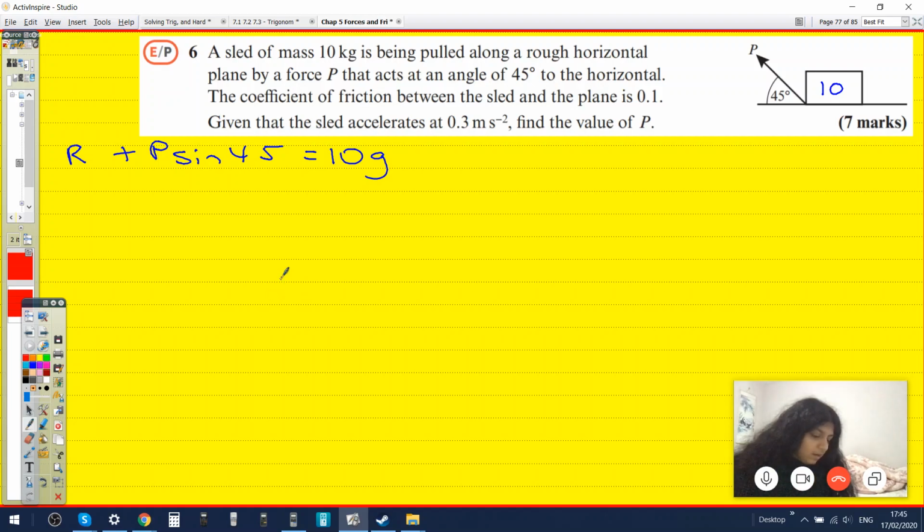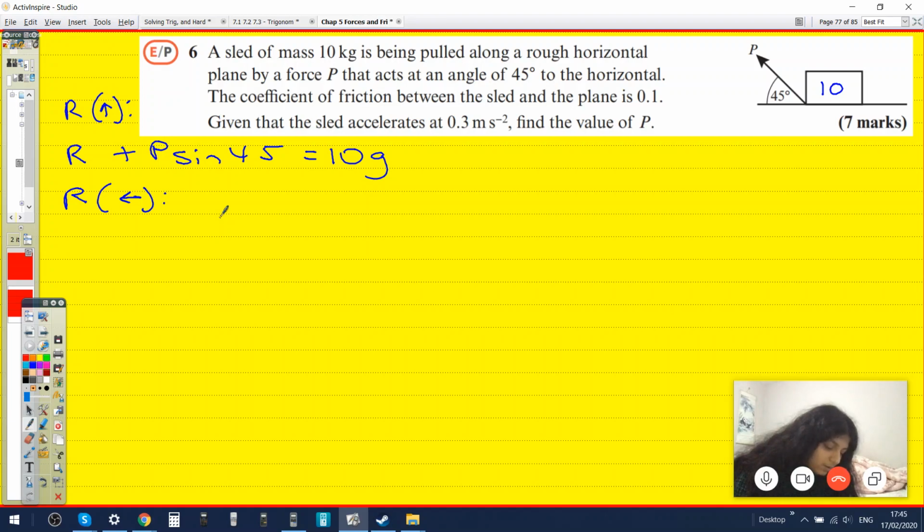Then you have 2 unknowns. So how are you meant to find? We gotta keep looking. Find the value of P. How about, so that's resolving vertically? Yeah. Try it. So sum of F equals ma. You would just do the same. Would it still be R plus P sine 45 minus 10g if you're doing sum of F? What would it be equal to? 3, because 10 times 0.3 is 3.